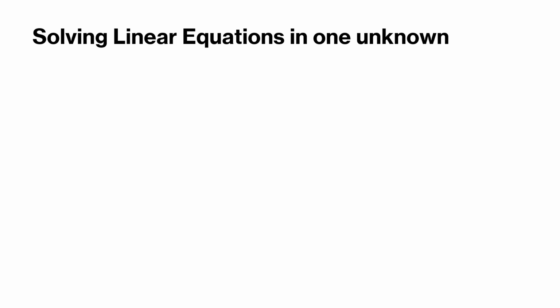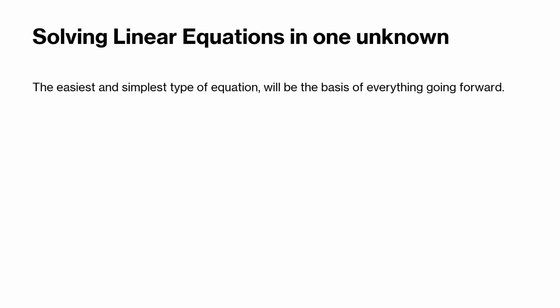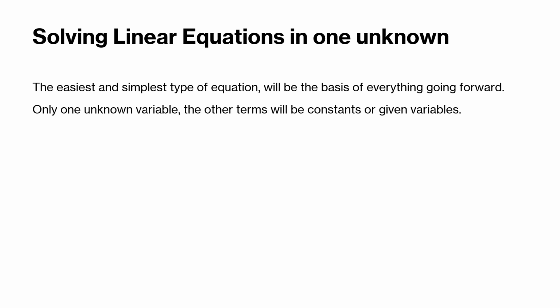Let's talk about solving linear equations in one unknown. This is the easiest and simplest type of equation and will be the basis of everything going forward. There is only one unknown variable. Other terms, your y, your z, your whatever, will be constants or given variables.